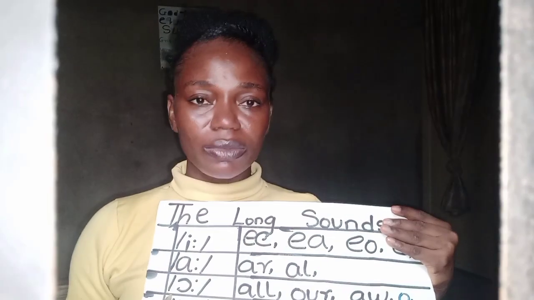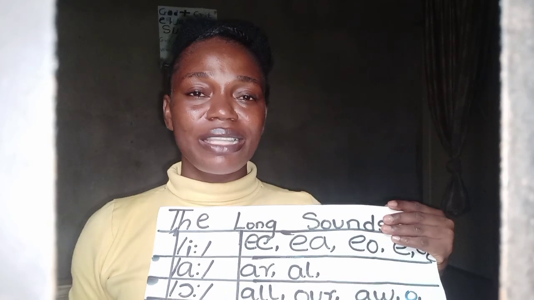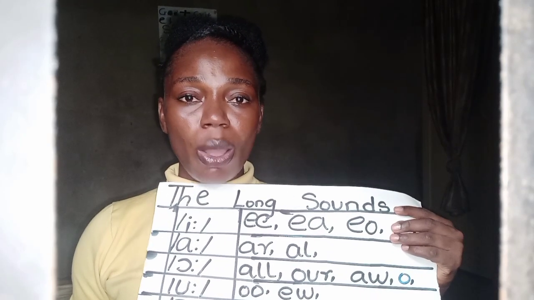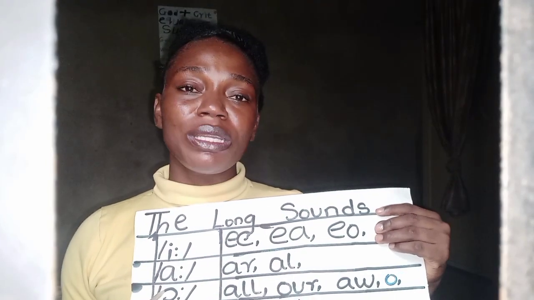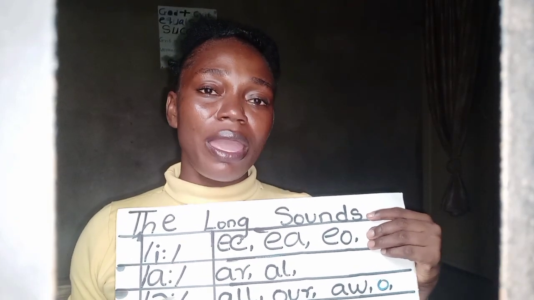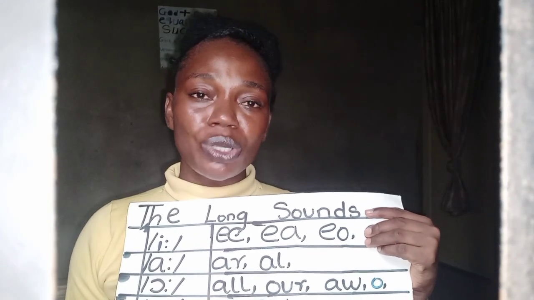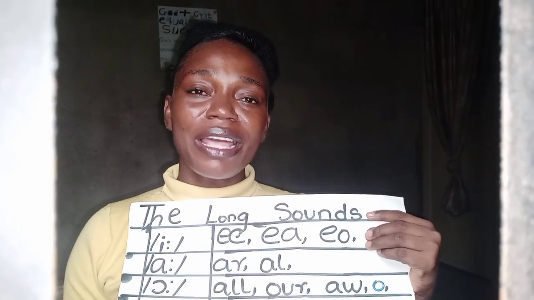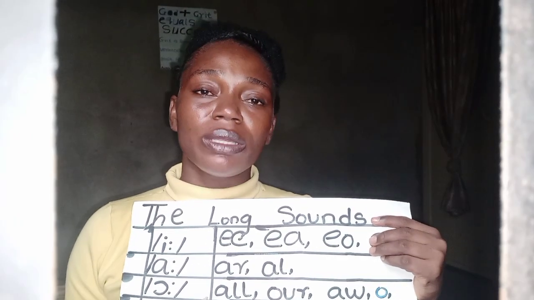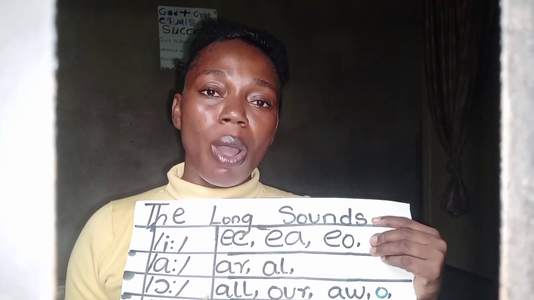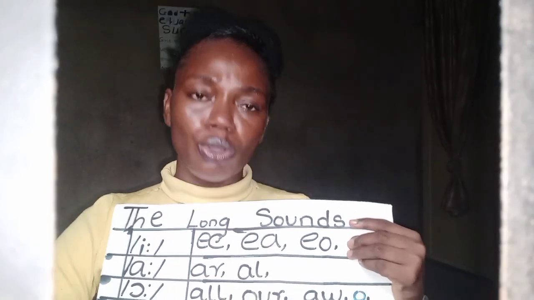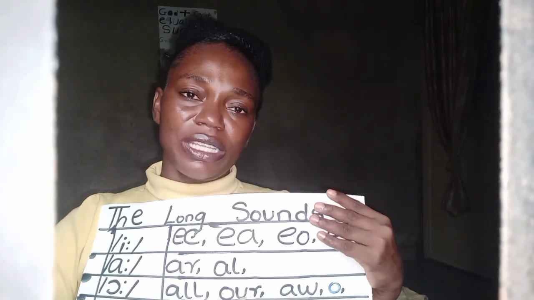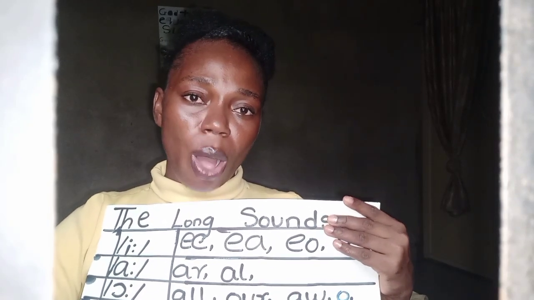Next on my list here is the O sound. Number three, the O sound could be found in words that are spelled with ALL. Examples of such words, HALL, hall, call, mall, etc. We also have the O sound in words spelled with OUR. Example there is court, court.